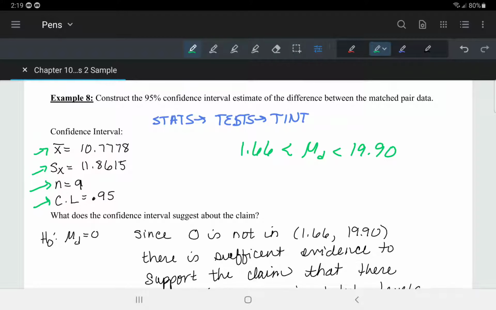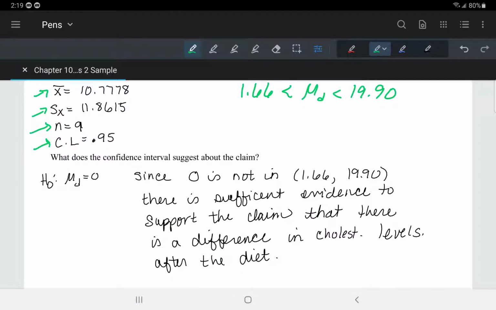So what does that confidence interval suggest about the claim? The null hypothesis said that there was no difference. The claim said there was. So since 0 is not in this interval that we calculated, the confidence interval, there is sufficient evidence to support the claim that there is a difference in cholesterol levels after the diet.